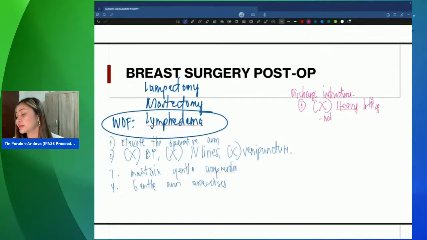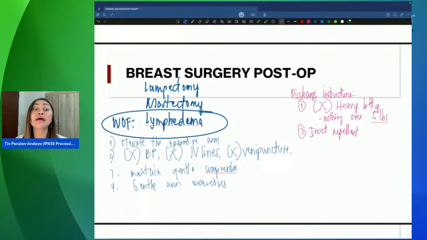5 pounds. Take note of this one. So what else? Instruct your patient to put on insect repellent. What's the reason? To avoid bites, because that could lead to possible infections.